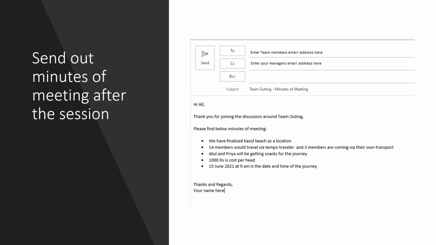As you can see on the screen, this is a sample minutes of meeting. We have agreed that we have finalized KSID Beach as the location for the team outing, and 14 members would travel via Tempo Traveler and 3 members are coming via their own transport. Atul and Priya will be getting snacks for the journey. We have agreed that we are ready to pay 1,000 rupees per head as the cost for the outing, and the journey start date is 15th of June at 9 a.m.